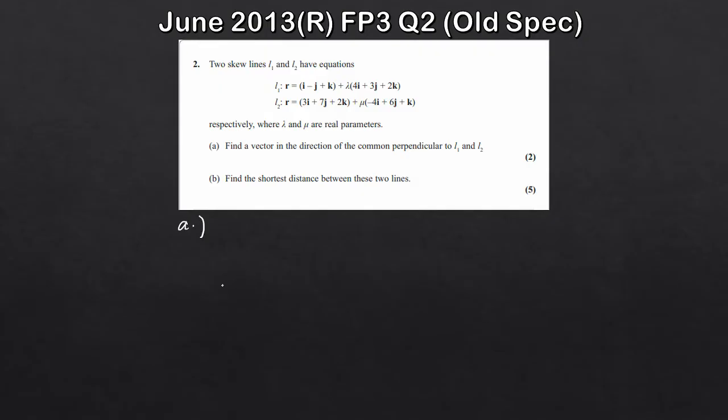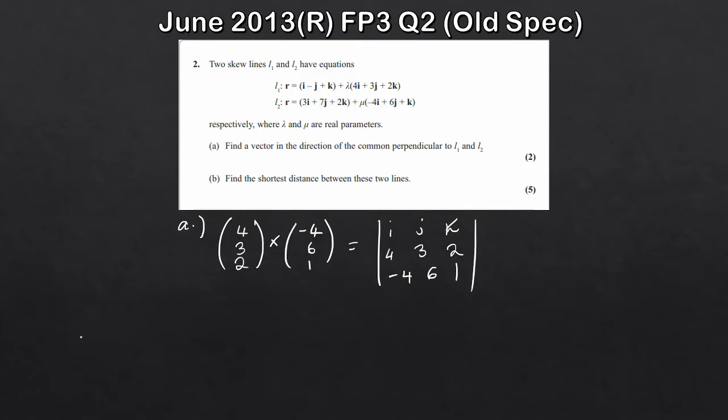So to find a vector in the direction that's common perpendicular to two lines, remember, all you've got to do is actually cross the two direction vectors. So all I'm going to do now for part A is just cross 4, 3, 2 with minus 4, 6, 1. If I cross these together, I get a common perpendicular as a vector to L1 and L2. So, setting this up now as a determinant with i, j, and k again. This is really, really tedious, but this is the key bit, being able to cross two vectors. I'm going to get 4, 3, and 2.